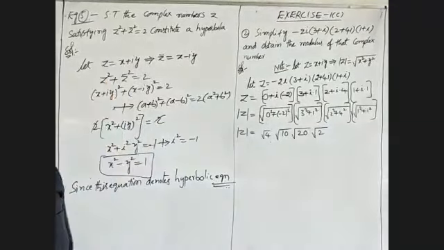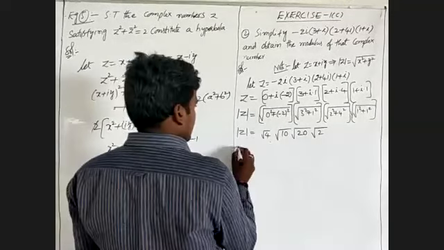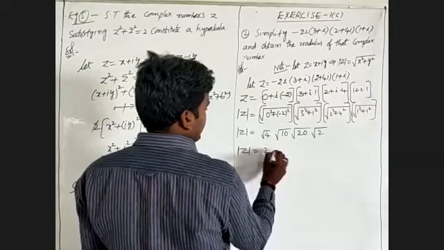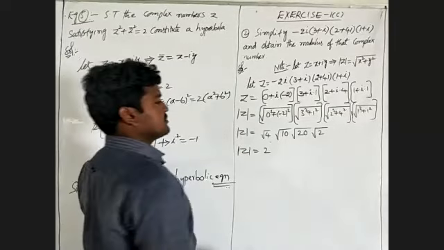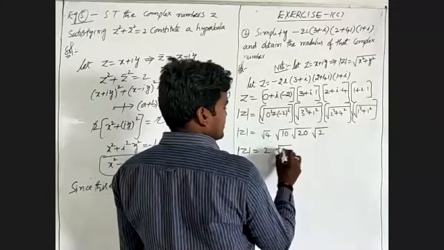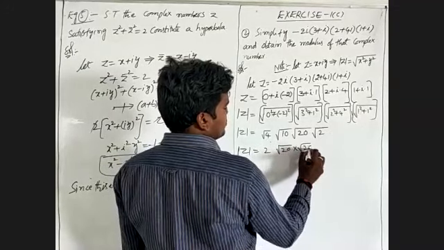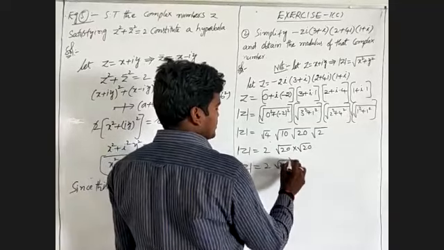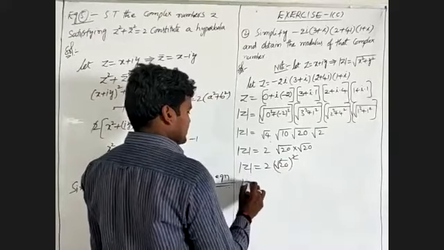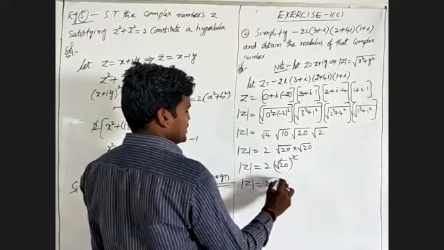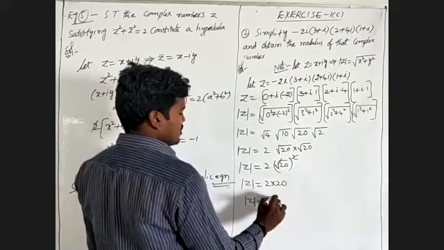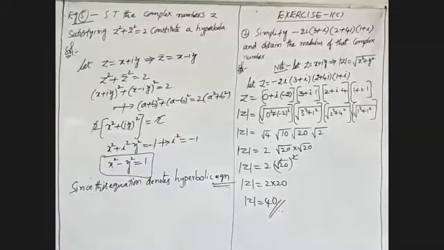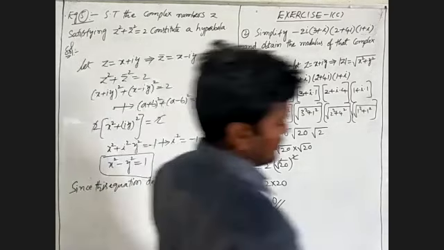That means mod z is nothing but root 4 will become 2. After that, root 2 into root 10 must be written as root 20. Remaining is root 20, that I will write. Mod z is nothing but 2 into root 20 whole square. Square and root will be cancelled. Remaining is mod z is equal to 2 into 20, that becomes 40. This is the modulus of the complex number, that is 40. Mod z is nothing but 40.